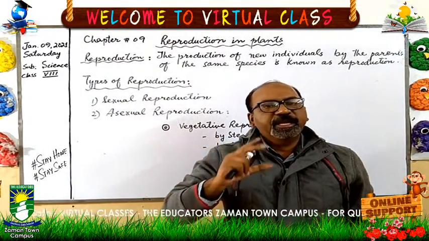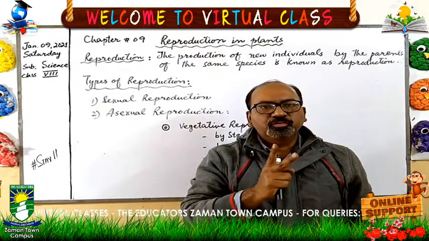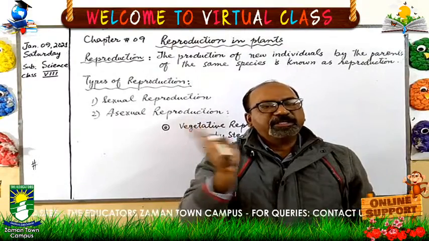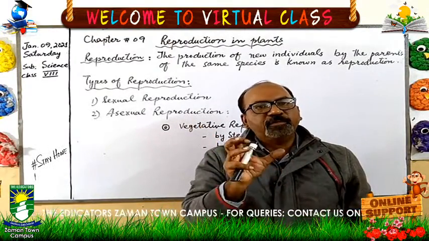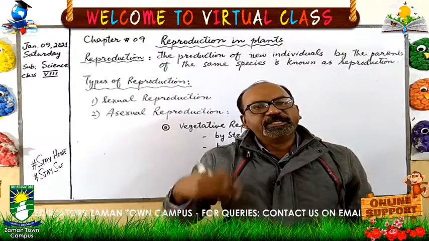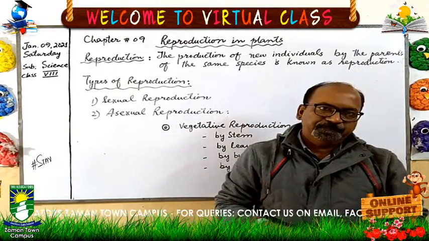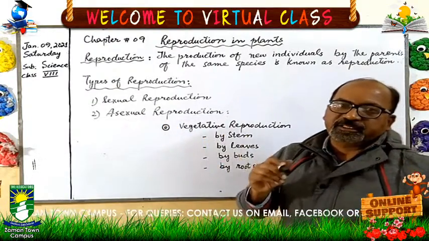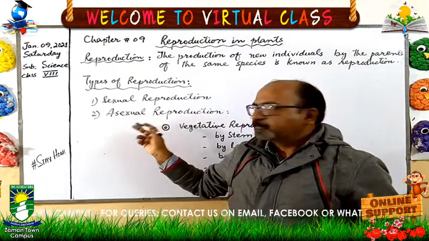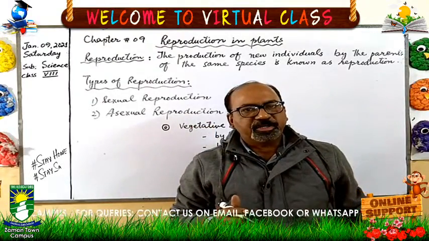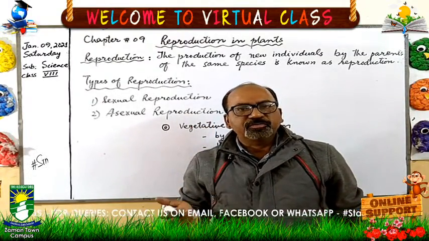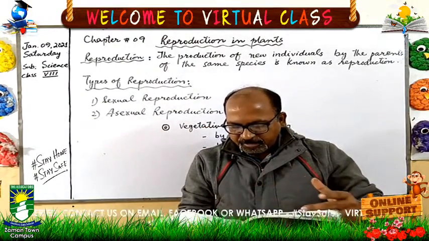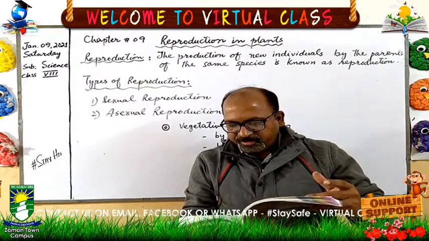It means in sexual reproduction, two parents having different sexes, male and female, are involved and they reproduce the young one. This type of reproduction is called sexual reproduction. But there is another method in plants, called asexual reproduction. So today we are going to discuss asexual reproduction. The topic is at page number 109.